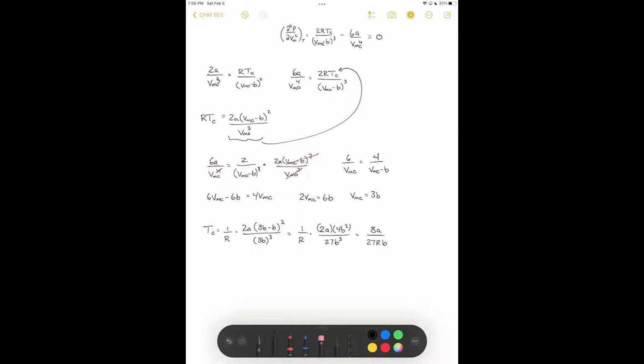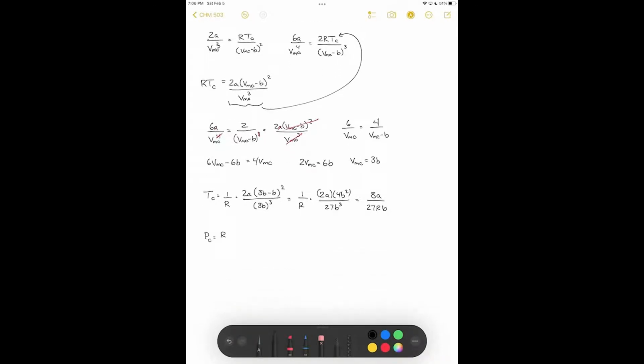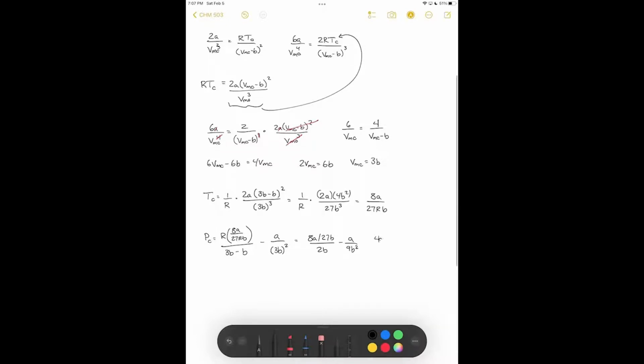Taking both of these back into the original definition of pressure will allow us to solve for pressure. So we can say that pressure is equal to R, and now TC, which is 8A over 27RB, over the molar volume minus B, which is 3B minus B. And then we have minus A over the molar volume squared, so 3B squared. And we can rearrange this to get 8A over 27B times 2B minus A over 9B squared. Multiplying these by B squared to eliminate, we'll get that 4A over 27B squared minus 3A over 27B squared is equal to A over 27B squared as our definition for the critical pressure.